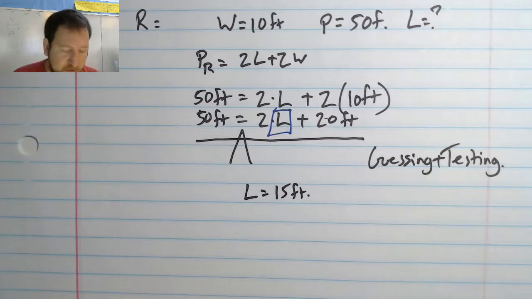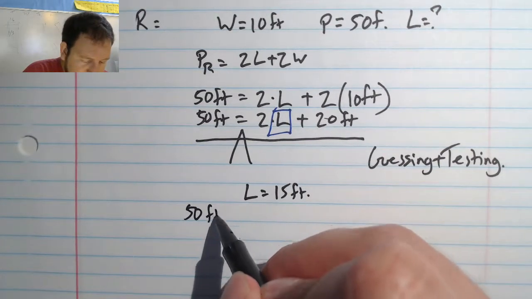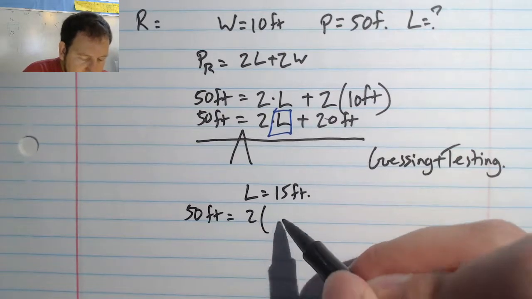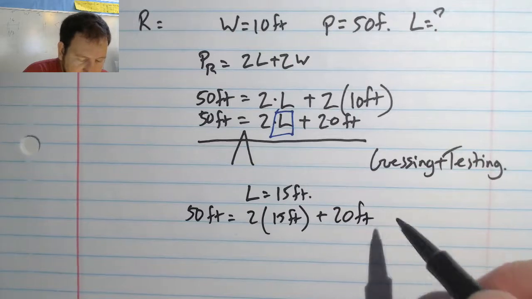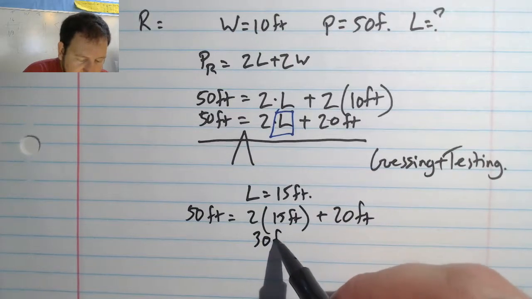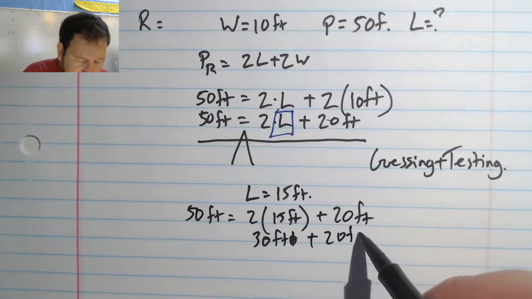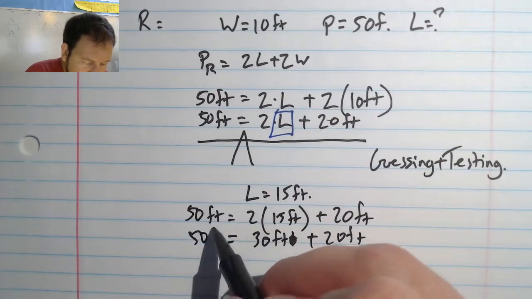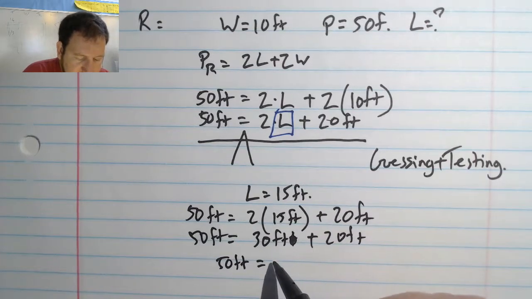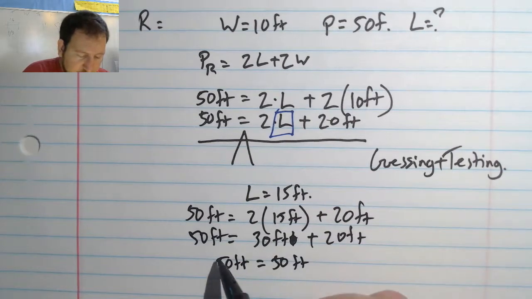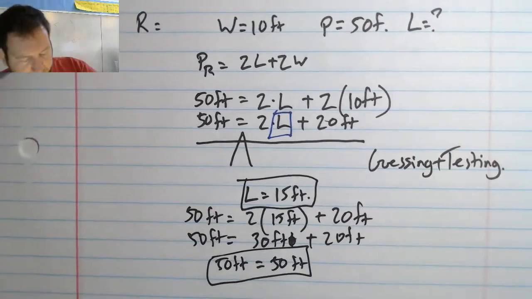And I can check my answer by substituting it in. Let's see. 50 feet equals 2 times 15 feet plus 20 feet. 2 times 15 is 30 feet. 30 feet plus 20 feet is 50. 50 feet equals 50 feet, so I'm good to go. My L is 15 feet.